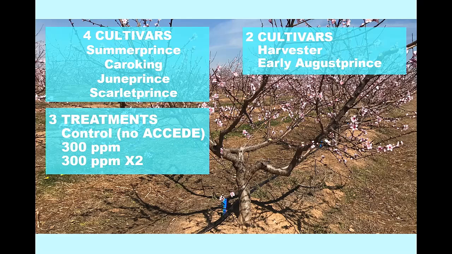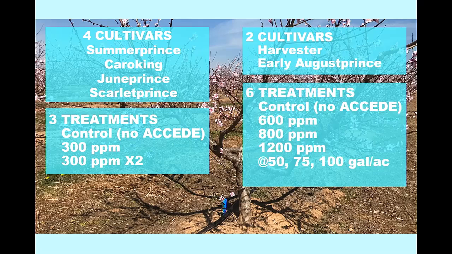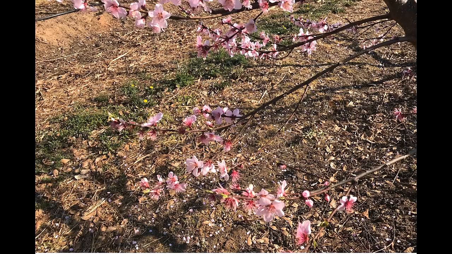Then in the upstate, we used Harvester and Early August Prince. But here we went to higher concentrations. We used 600, 800, and 1200 ppm, and with different nozzles, so different application volumes. We applied at bloom time, and you can see down here on the ground, a couple of days after application, or even a day after application, you already see all the petals.